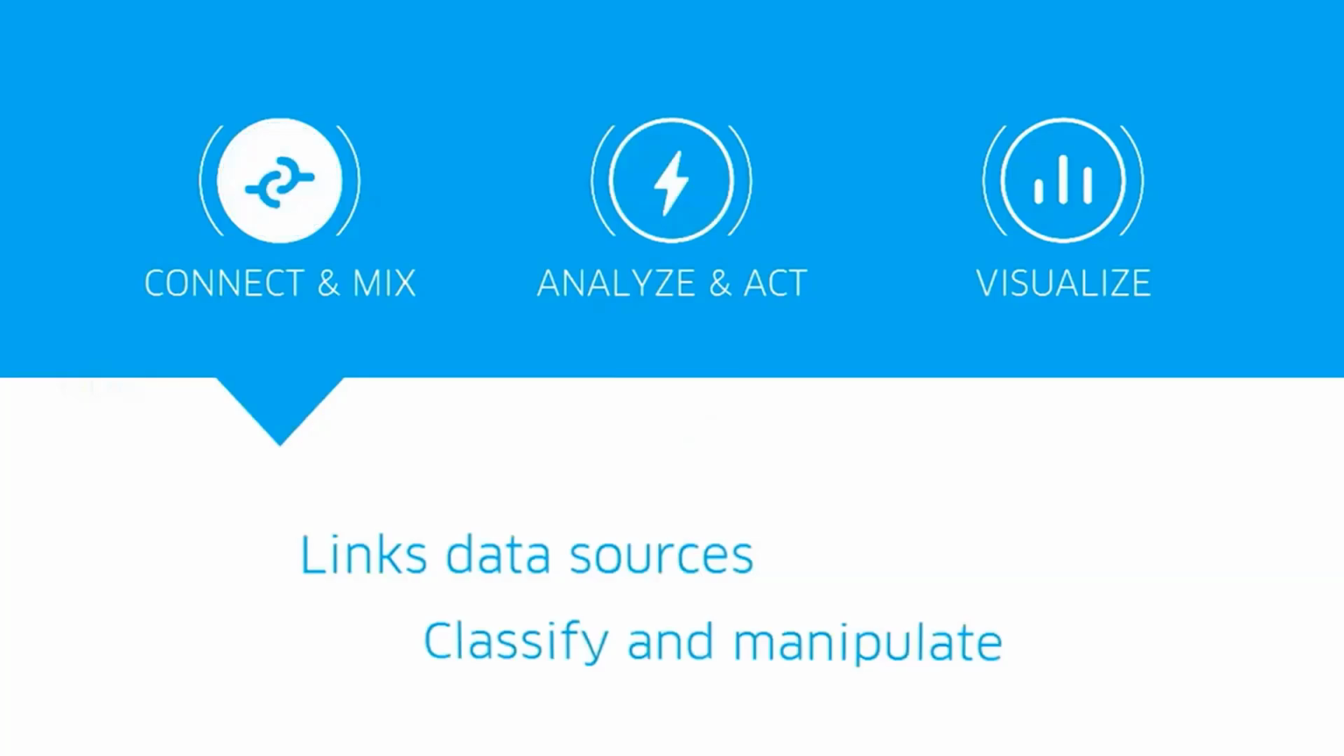So what does connect and mix do? Connect and mix helps you to link data sources, classify and manipulate data sources, and do the various harmonizations. So harmonization begins from the start in data. Whenever you are integrating your data sources, from that level itself the harmonization begins. So that is how you classify your data and how you manipulate your data, that is connect and mix.